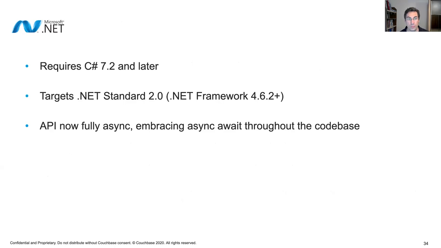In .NET, now requires C# 7.2 and later. And we also target .NET Standard 2.0, and we require Framework 4.6.2 and later. And we also improved our .NET Core support. And very, very important from an API point of view, now the API is fully async. So we are embracing async await throughout the code base. So the full .NET SDK is based on top of async await.